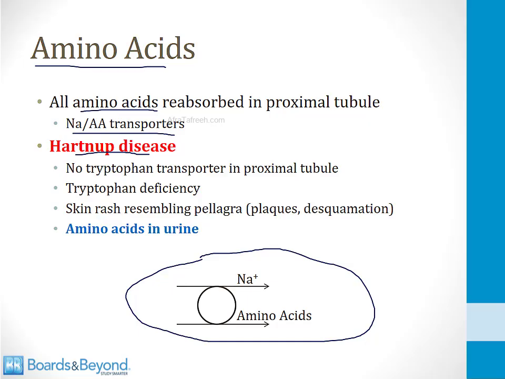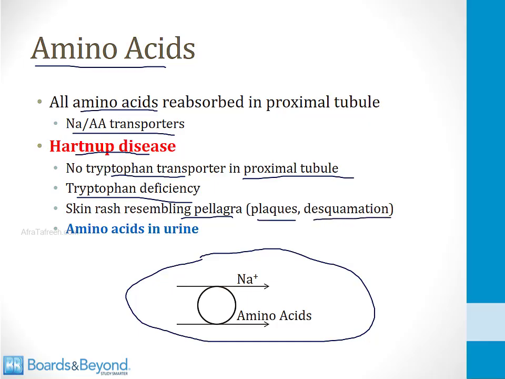Children born with this rare disorder have no tryptophan transporter in the proximal tubule. Tryptophan is an amino acid, so as a result, they lose tryptophan in the urine and they develop a tryptophan deficiency. Tryptophan is an amino acid used to synthesize the vitamin niacin, so children deficient in tryptophan from Hartnup disease will develop niacin deficiency, and niacin deficiency has a skin rash associated with it called pellagra. Pellagra consists of plaques on the skin and desquamation.